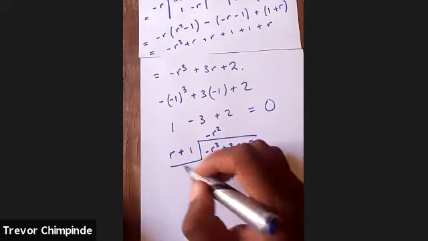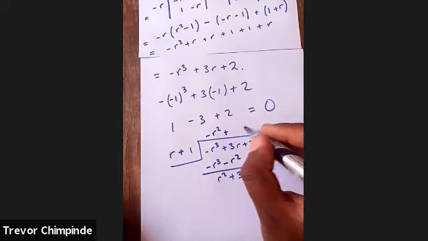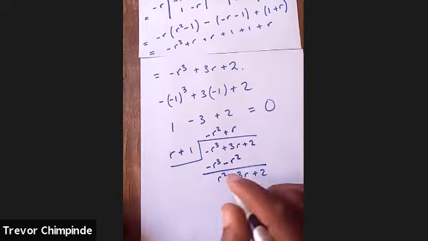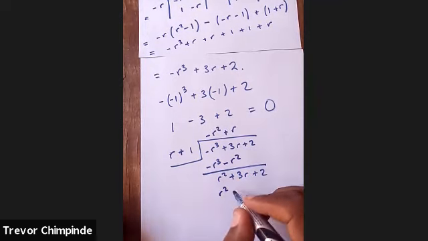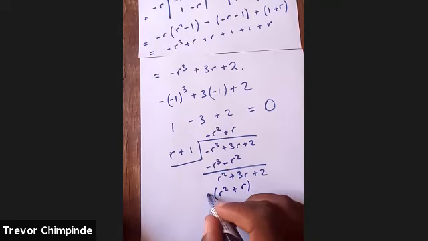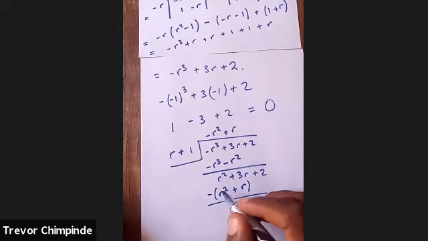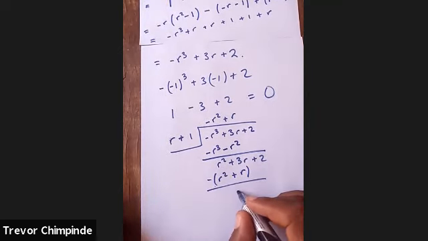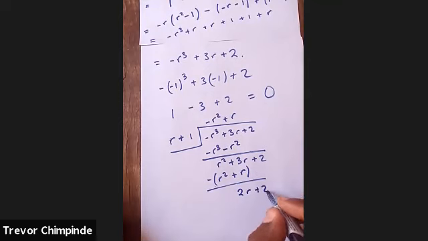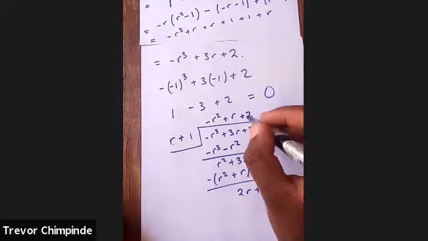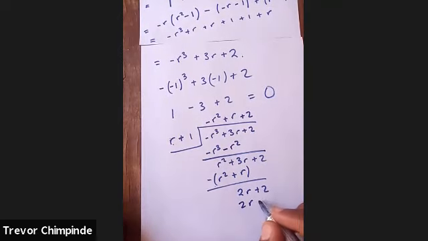Repeat the process. r into this is plus r. And then r times this is r squared, then plus r. Subtract. r minus r squared is 0. 3r minus r is 2r, so plus 2. This into this is 2. 2 times r is 2r plus 2, so we get 0.